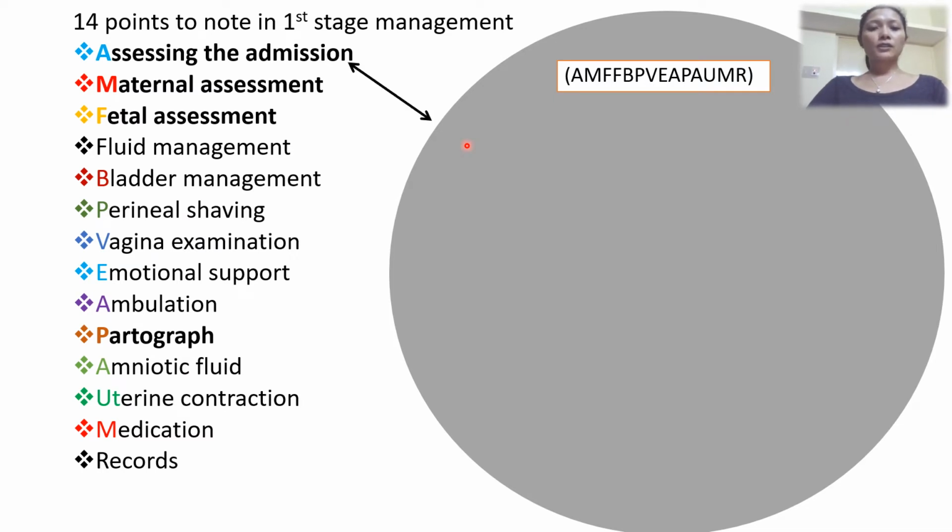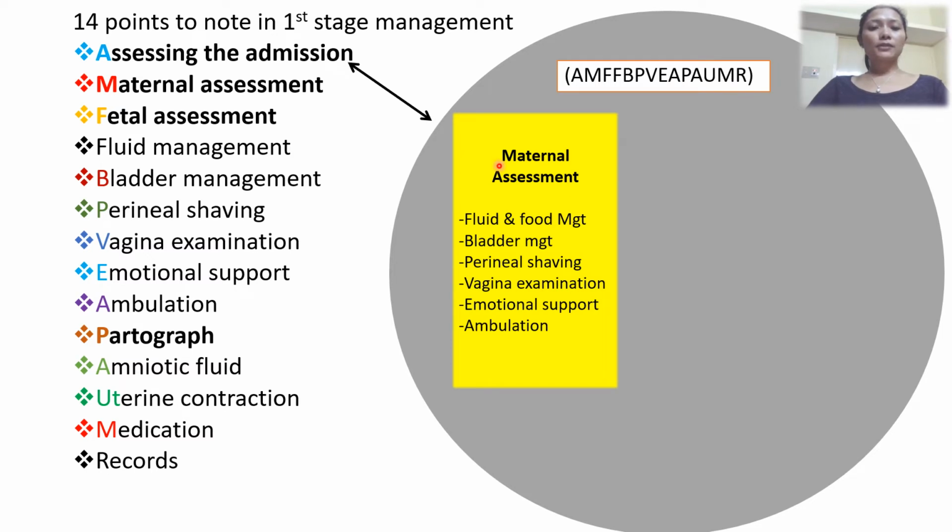So next is maternal assessment. Maternal assessment is in the yellowish color, which consists of all the needs of the mother only. In case the mother is coming for admission, obviously she should take food and fluid management. Once she is taking those things, the mother will get a filled bladder, so then we should give bladder management. And once the bladder is managed, further the mother needs perineal shaving. This is the way I'm giving you an easy idea to recall the management of the first stage of labor.